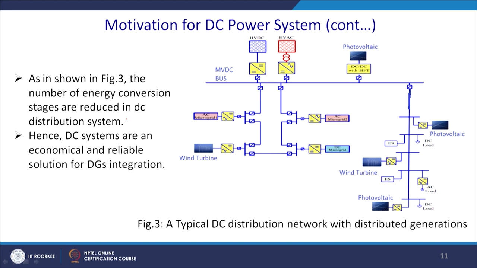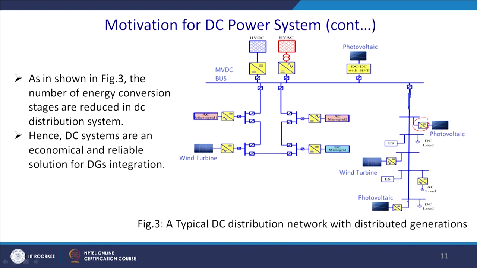Consider a DC distribution system. You have a solar photovoltaic cell with a DC to DC converter directly put to the DC bus, you have a DC load and an electric storage element that can be directly coupled, and you have a wind turbine with an AC to DC conversion put directly in. And again you have a solar photovoltaic cell, which you can directly put through a DC to DC converter.